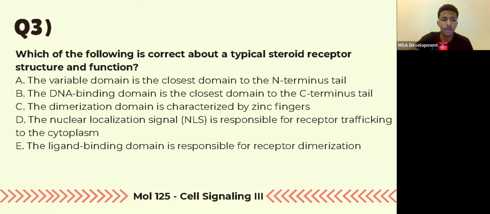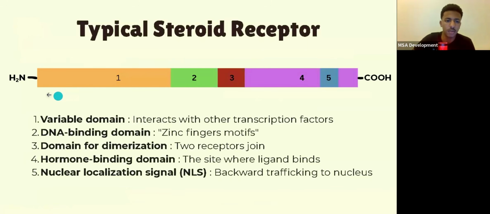Okay, 3, 2, 1. Let's dissect the typical steroid receptor structure. In the beginning, closest to the N-terminus, we have the variable domain, which interacts with other transcription factors. And then we have the DNA binding domain, which the keyword you should remember is zinc finger motifs. You don't need to understand it. And then next to that, we have the domain for dimerization. It's where 2 receptors join. And then we have the hormone binding domain, which is the site where the ligand binds.